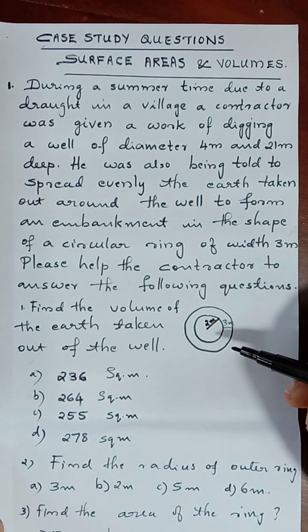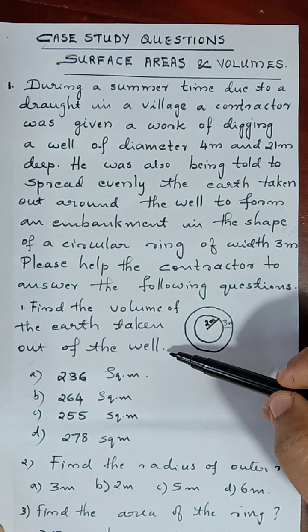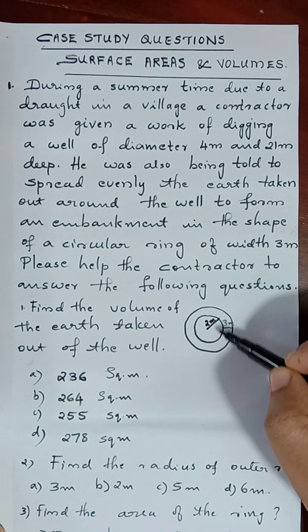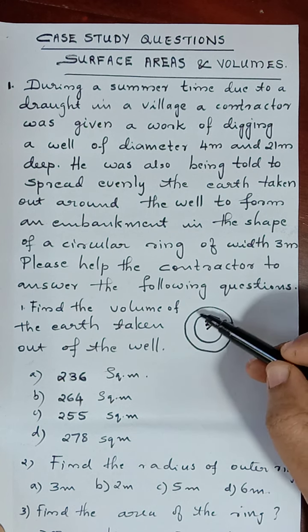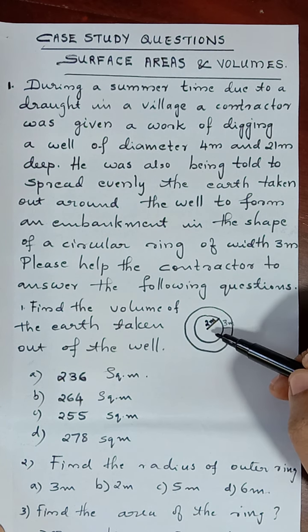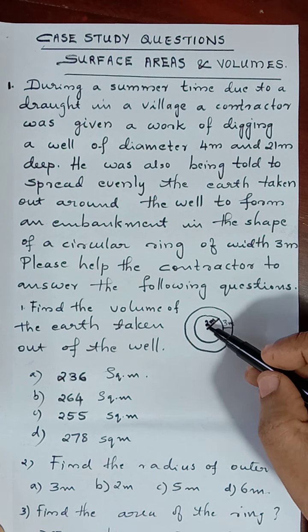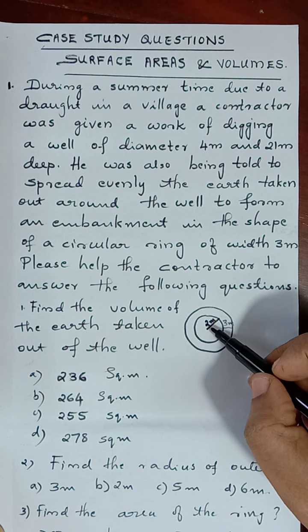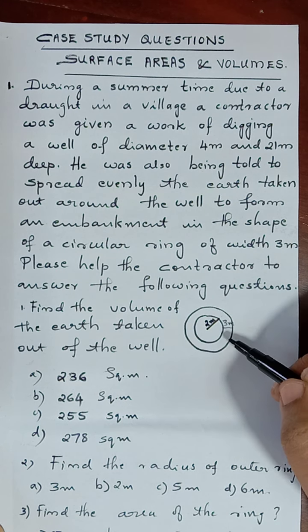These are the ideas we have, and we have to find out the volume of the earth taken out of the well. Here we know the volume of earth taken out of the well is used to make the embankment. This embankment is a circular ring outside. So this volume of the cylindrical well is used for making the embankment. So volume of earth taken out is equal to the volume of the cylinder itself.